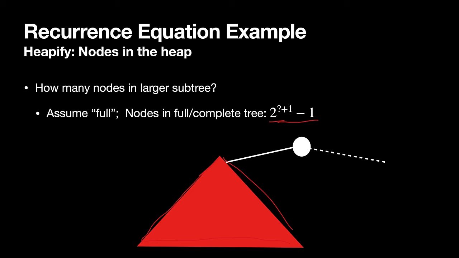And in terms of our original problem, the height of the overall entire tree is h. The height of this subtree that we're interested in is h minus 1. So let's go ahead and fill in h minus 1 into our theorem. And we will get 2 to the power of h minus 1 plus 1 minus 1. And of course, we can simplify that down just a little bit to 2 to the power of h minus 1. Okay.